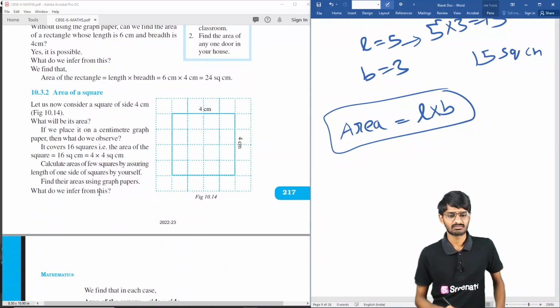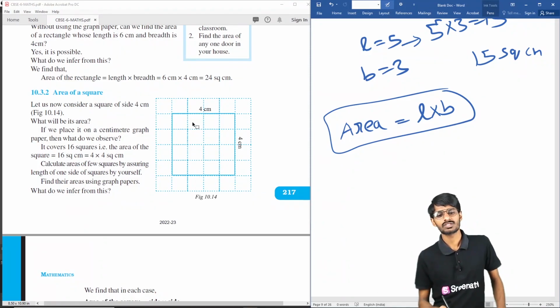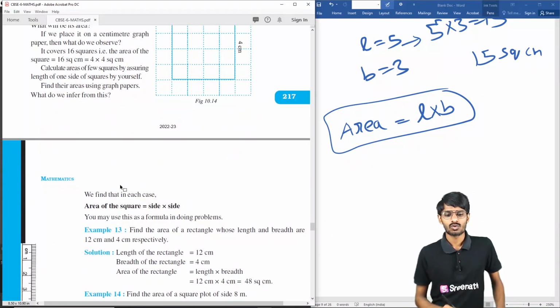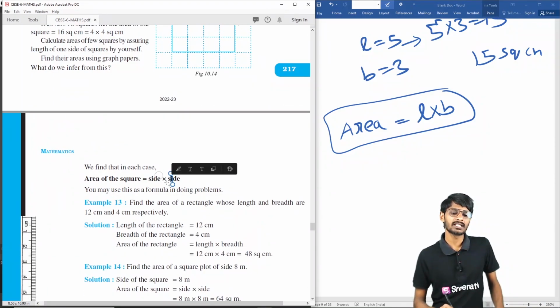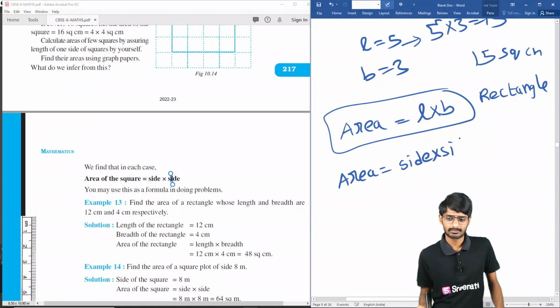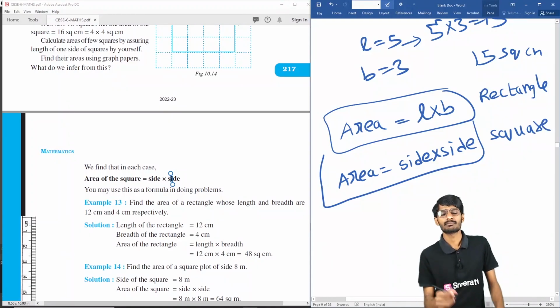Now coming to the area of the square, do the same process. Take a square and place it on a grid paper and observe. If you see here, 1, 2, 3, 4, 5, 6, 7, 8, 9, 10, 11, 12, 13, 14, 15, 16, it is occupying 16 square units. And if you multiply the length and breadth also, you get the same. In the case of a square, length and breadth are the same. So length into breadth is nothing but side into side. So for a rectangle, area of rectangle is L into B, but area of a square is side square, side into side. This is for square. Simple it is.